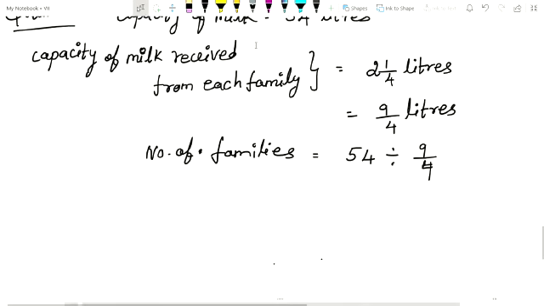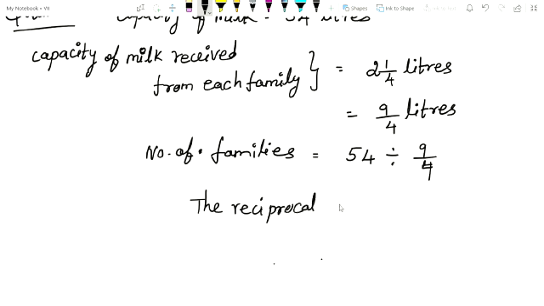Okay, so 54 divided by 9 by 4. First you take the reciprocal, because we are going to divide this. So the reciprocal of 9 by 4 is 4 by 9.